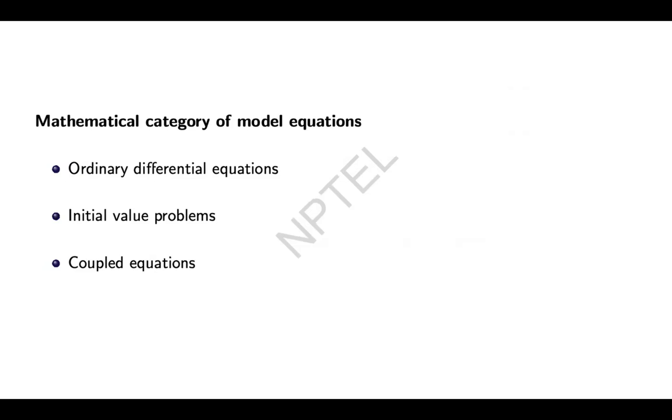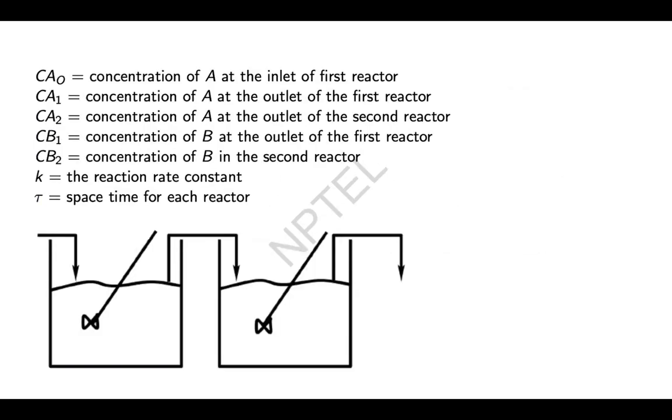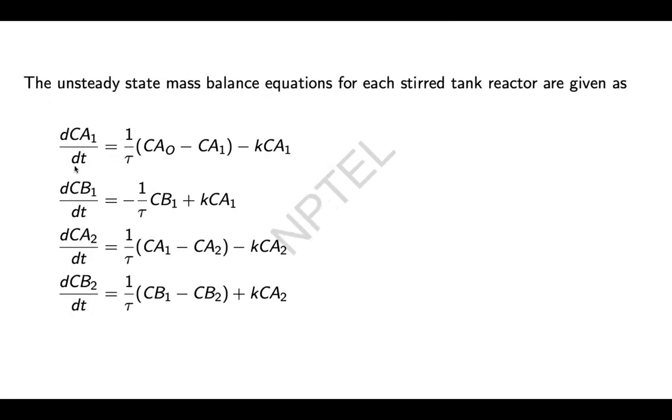Here we have different categories clubbed together. The first one is, if you see this equation, this is an ordinary differential equation. It's an ODE. This is not a PDE. Why? Because we only have a single independent variable, and here that single independent variable is time. This whole equation only has one independent variable, which is time, and hence it is called an ordinary differential equation, not a partial differential equation. So that's the first part.